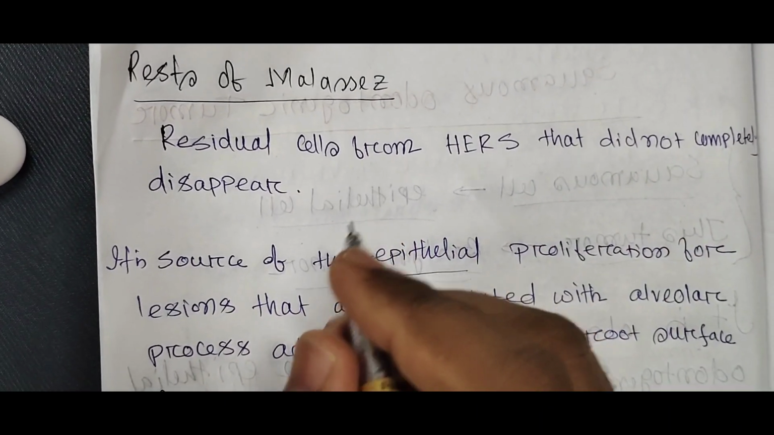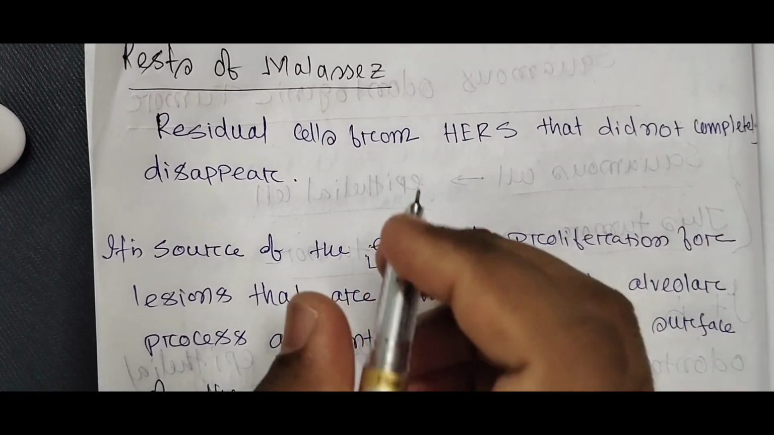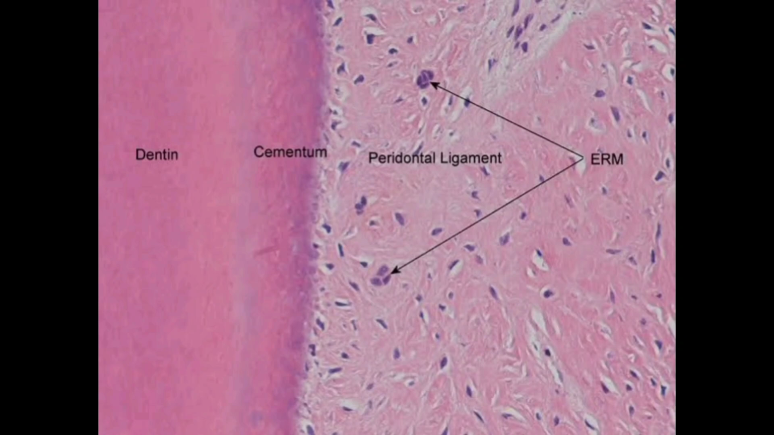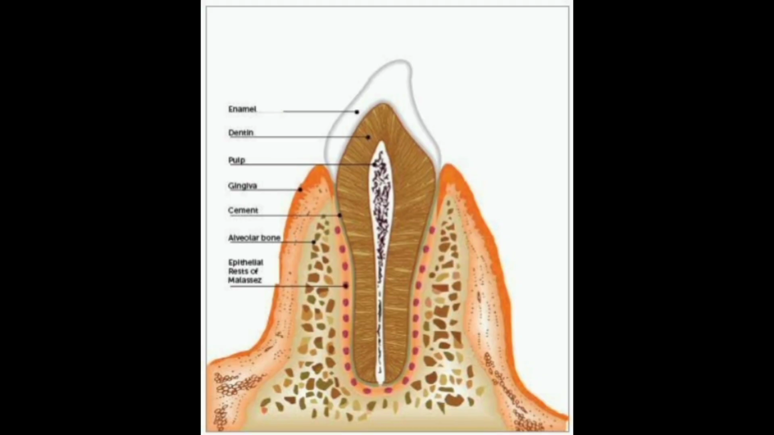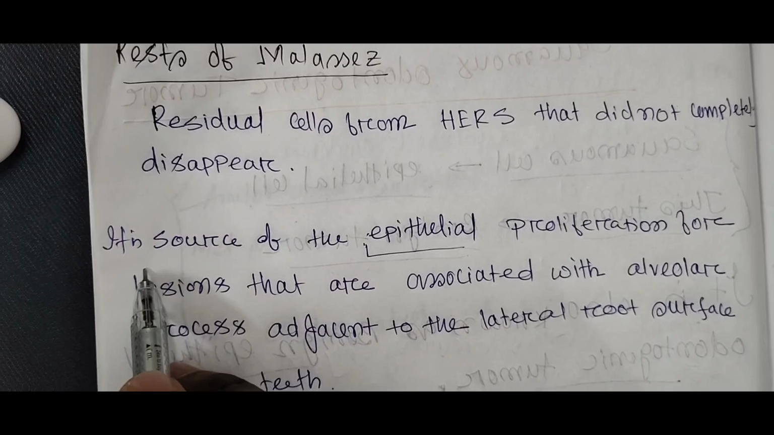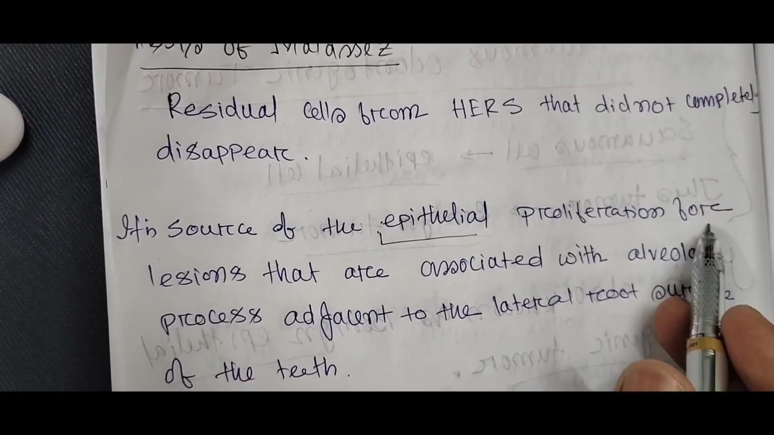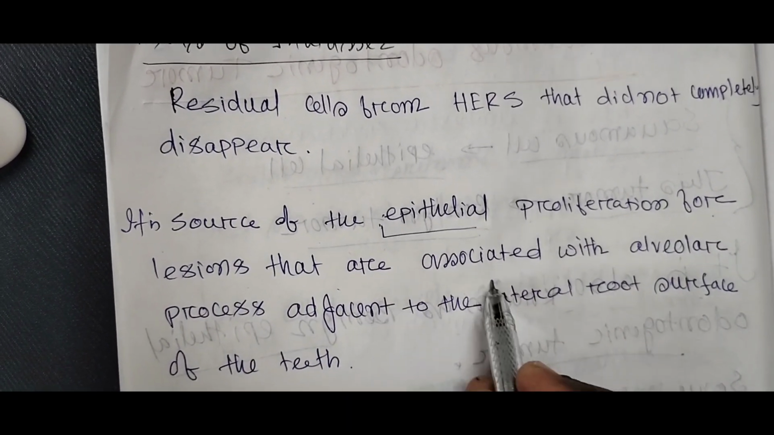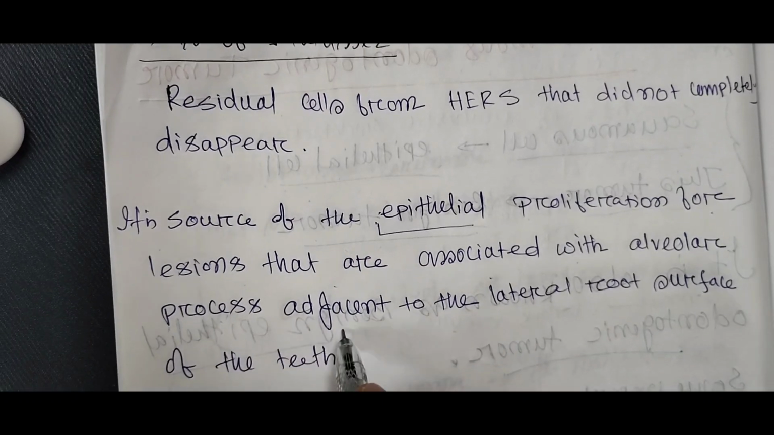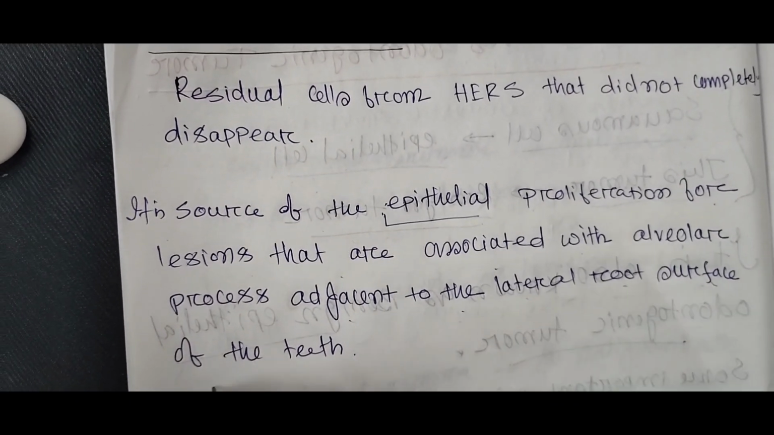We have already covered this in first year, so we will not discuss it again. Here you can see that epithelial cell rests of Malassez are present in the periodontal ligament site. So you can relate the lesions caused by the cell rests of Malassez. Actually, it is the source of epithelial proliferation for lesions that are associated with the alveolar process adjacent to the lateral root surface of the teeth.